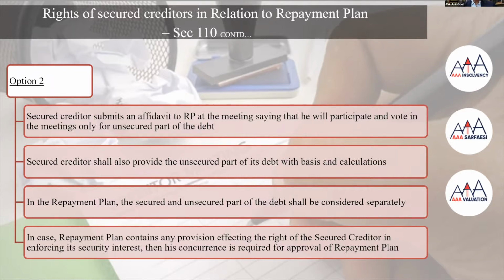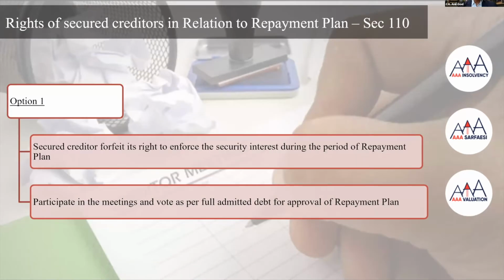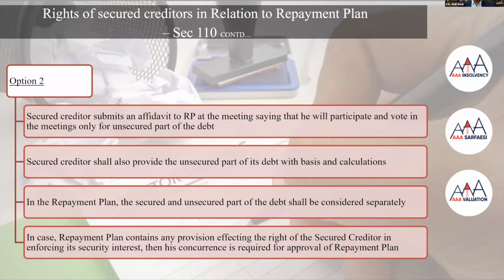Suppose the debtor has an asset which is mortgaged to another creditor, and a repayment plan contains a resolution which is based on that property, then the concurrence of that secured creditor would be required. Option 1, relinquish the security interest in favor of the repayment plan and participate in the repayment plan, with full voting rights.